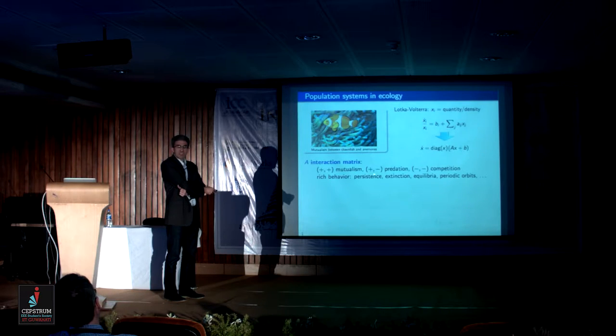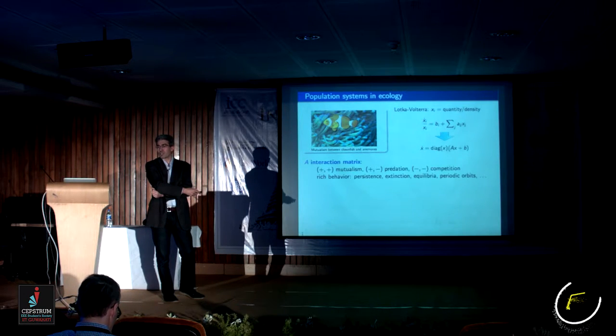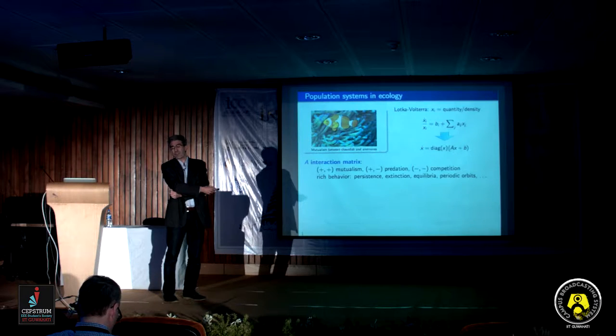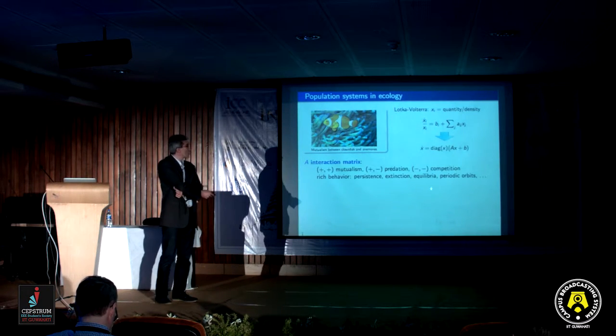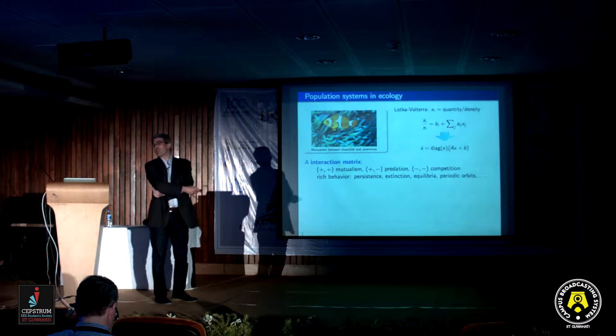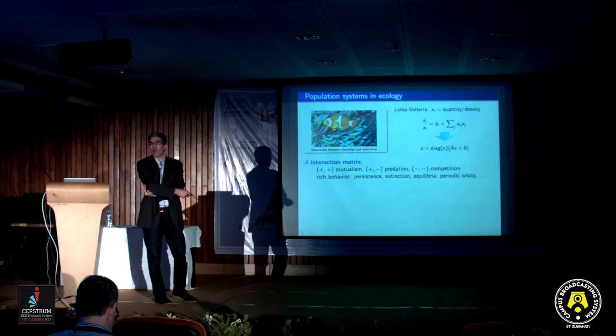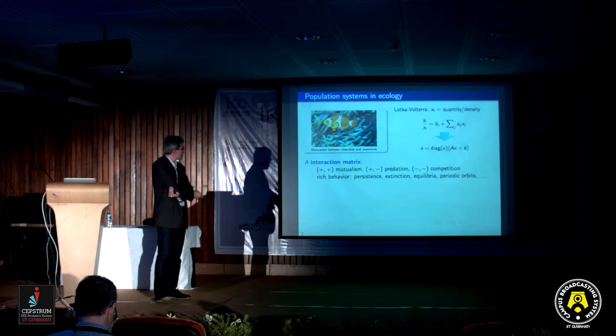They can be of opposite sign. That's a predation type of relationship where one species benefits and the other has a negative impact from the presence of the first species. Or it could be one of competition in which both of them maybe feed on the same resource and therefore have a negative impact from the presence of the other species.